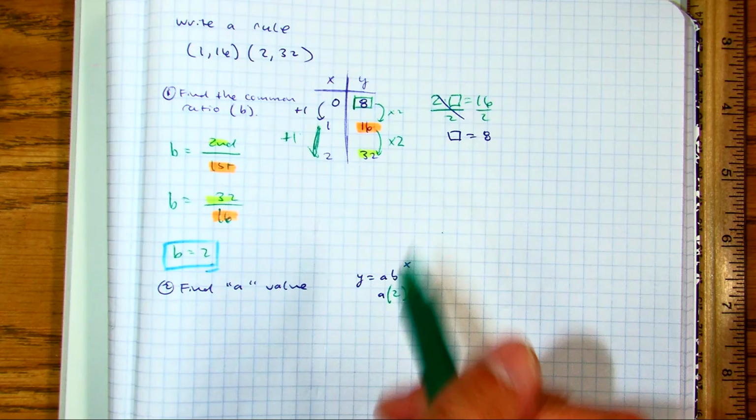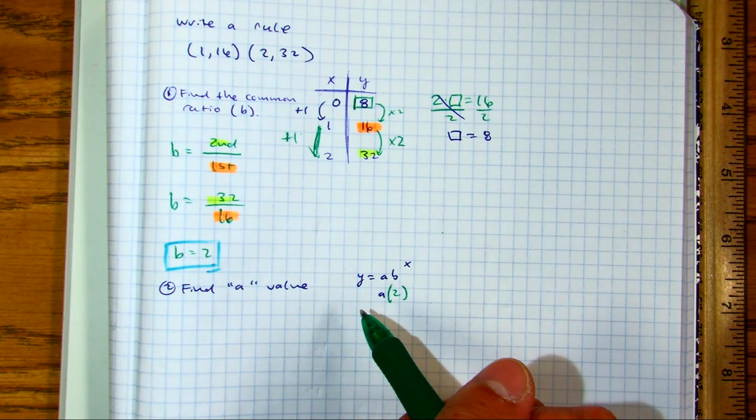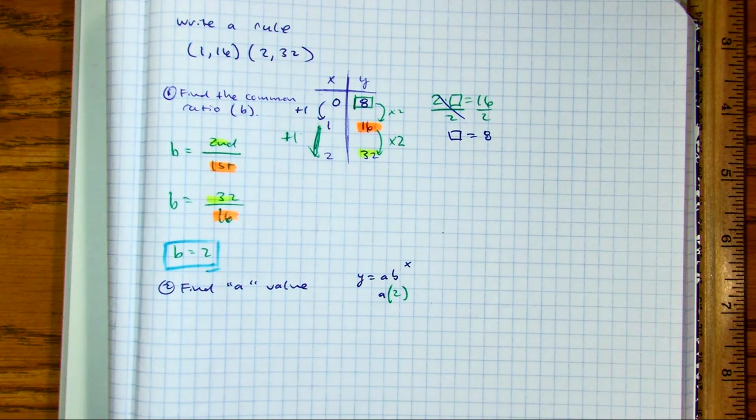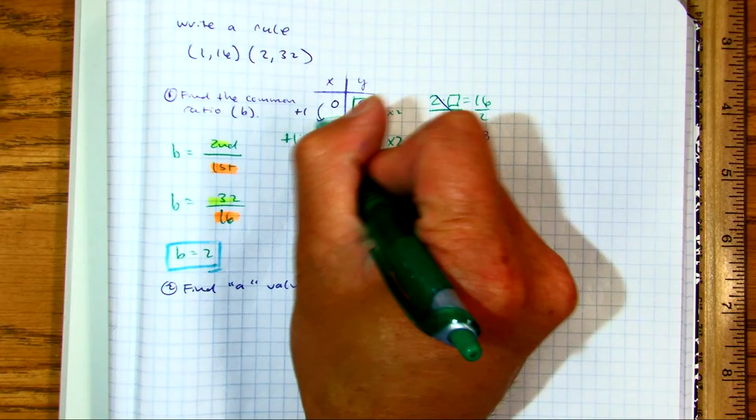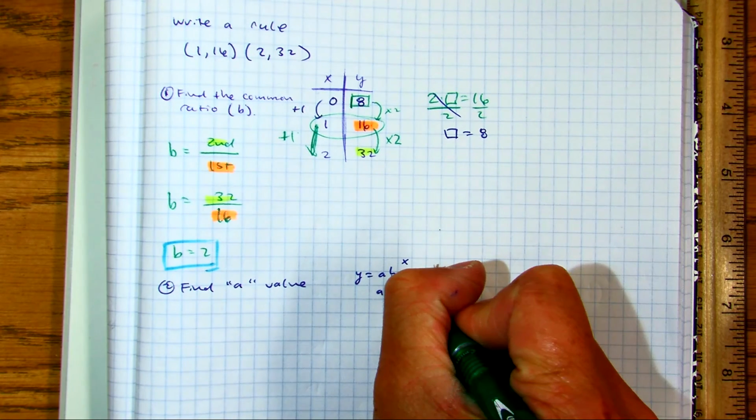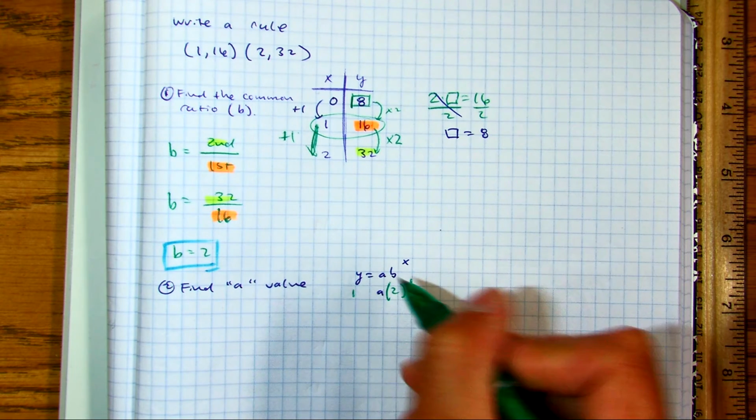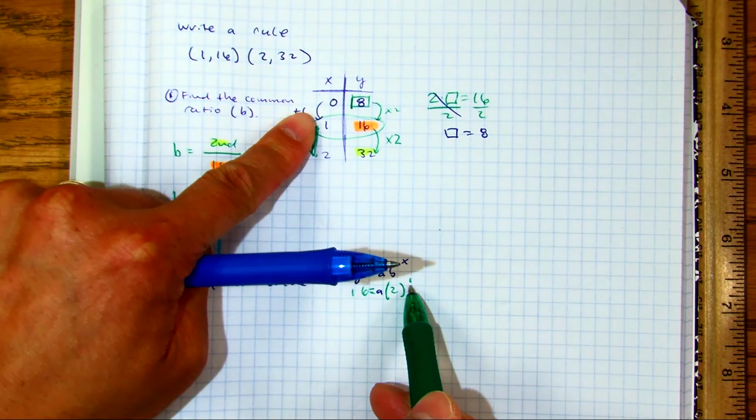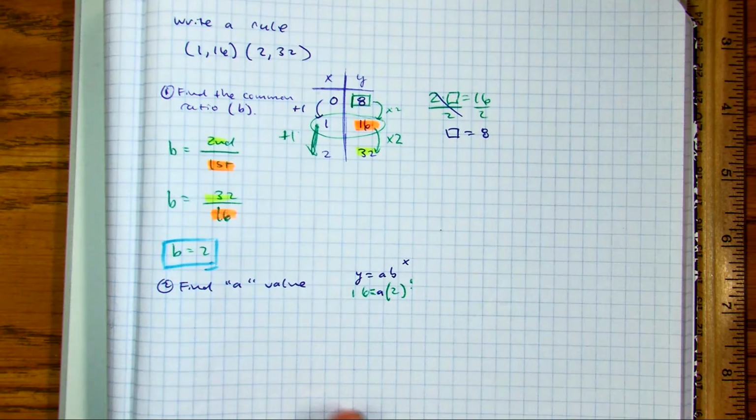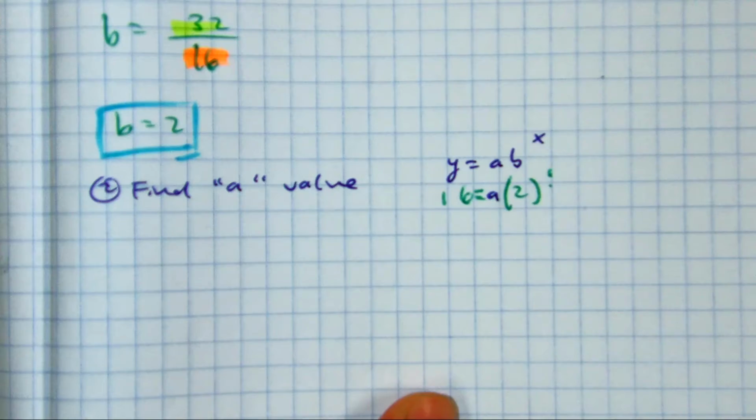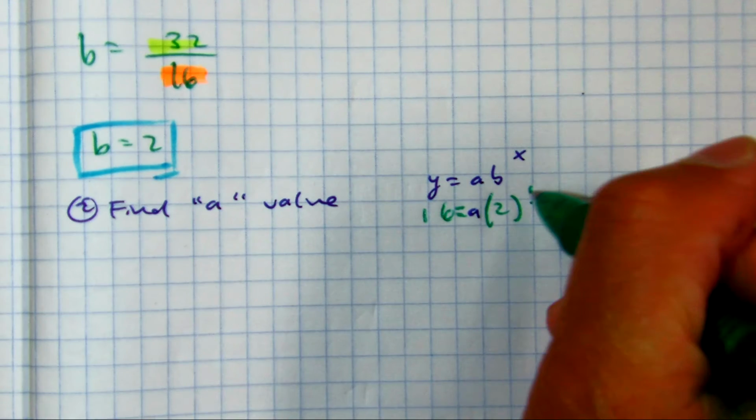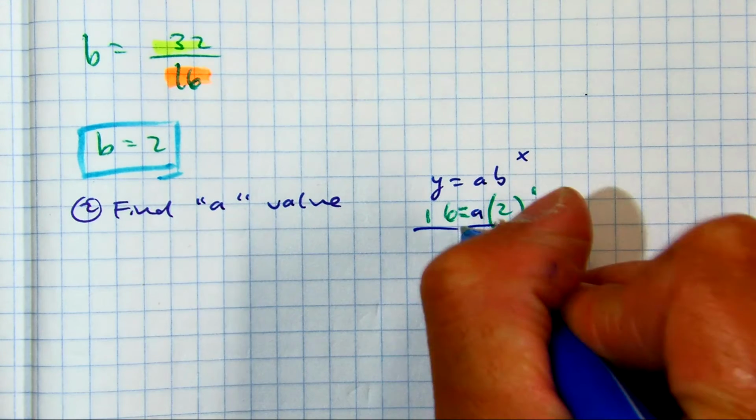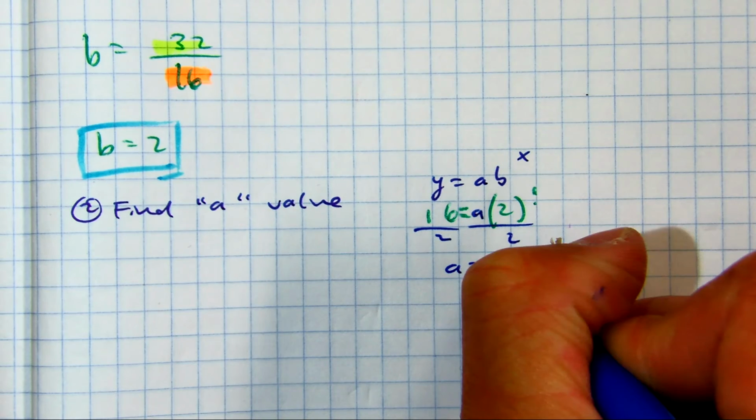What's your x value? Well, you can pick an ordered pair. This is kind of like the vertex-intercept form. You guys remember that? I gave you the vertex, and then you pick one of the ordered pairs. So I would probably pick this one. Do you see it? The ordered pair (1, 16). And then you can just solve this. 2 to the first power is just what? 2. So if I divide both sides by 2, a is equal to 8.